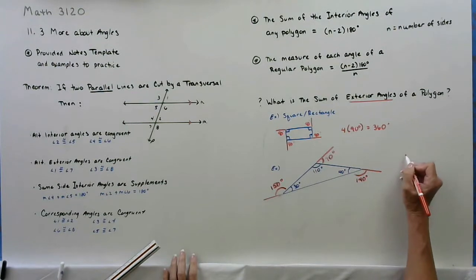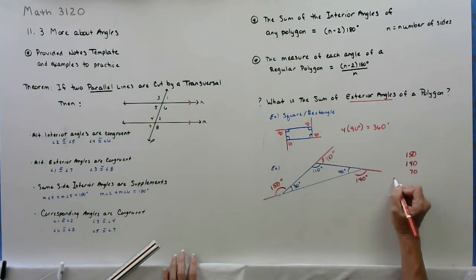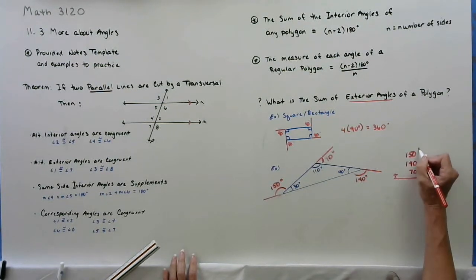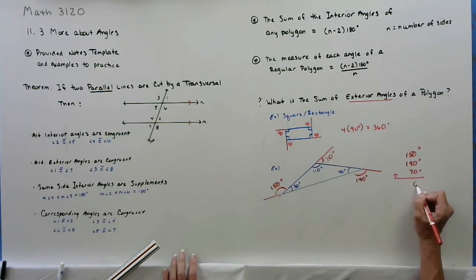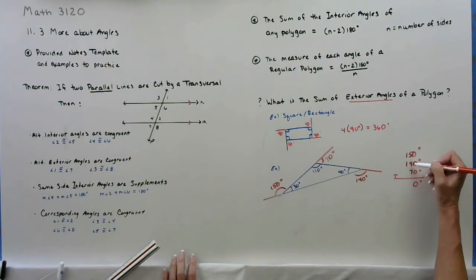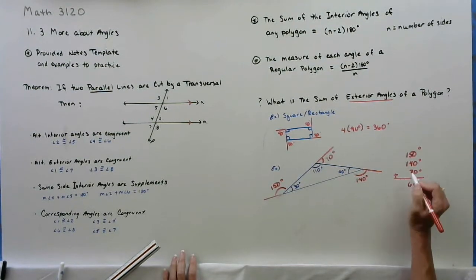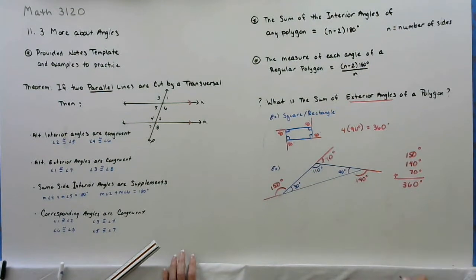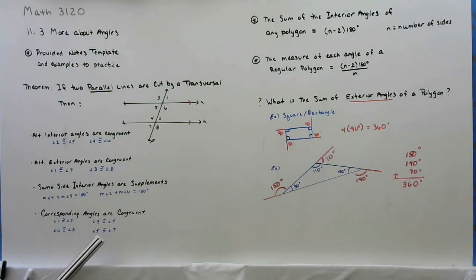So if I add together 150, 140, and 70, I get 0, 9 and 7 is 16, carry the 1, I get 360 degrees. So this is through examples and deduction, okay? Through observation and examples, we can probably come up with the sum of exterior angles.